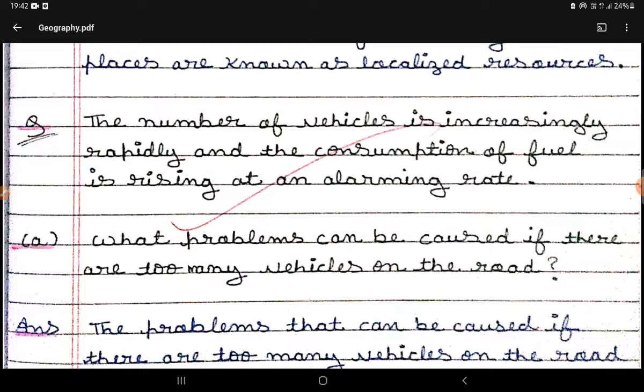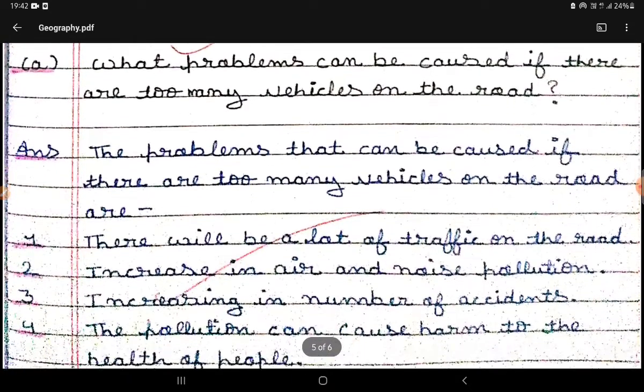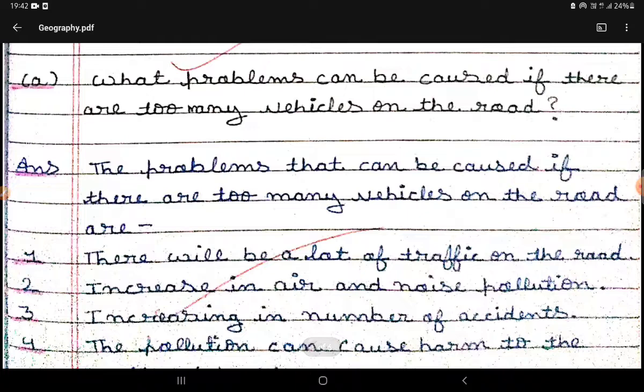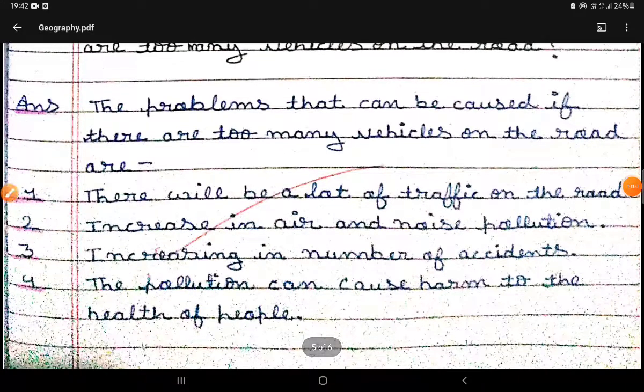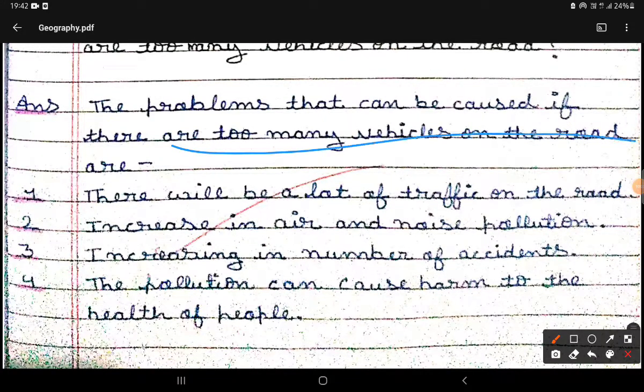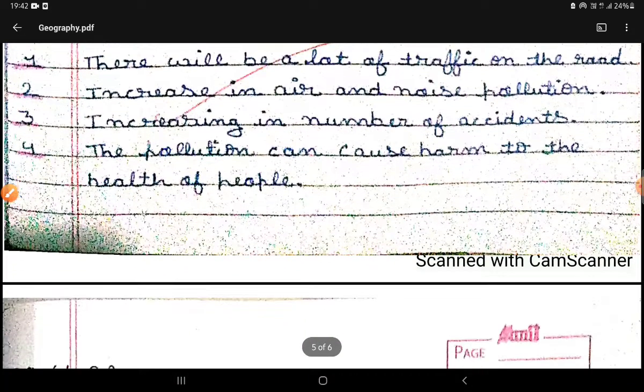The number of vehicles is increasing rapidly, and the consumption of fuel is rising at an alarming rate. What problems can be caused if there are too many vehicles on the road? There will be a lot of traffic jams on the road, an increase in air and noise pollution, and an increase in the number of accidents. Pollution can cause harm to the health of people.